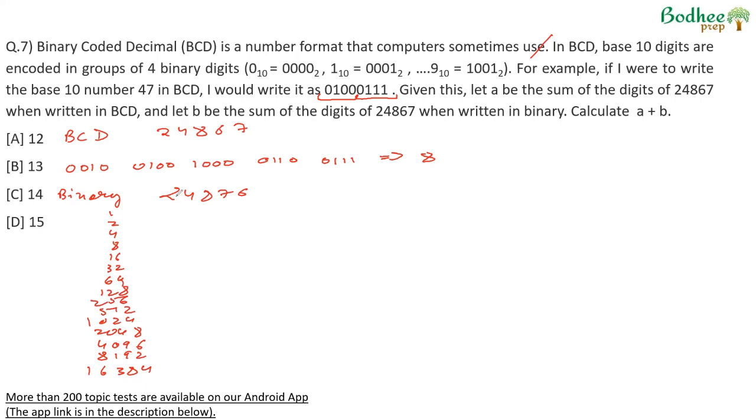Now I start putting values here for binary. Obviously, here the value will be 1. So from 24867, 16384 has been used. This is 3 plus 8, 16. This will be 8, 4, and 8.